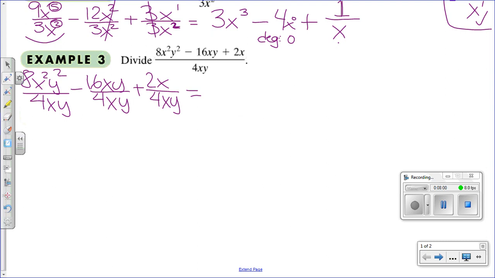Matthew, what do you got? 0, then x, and y. Very good. So you subtracted the exponents, right? Okay, Isaac, what do you get on the next one? Oh, -4. All right.